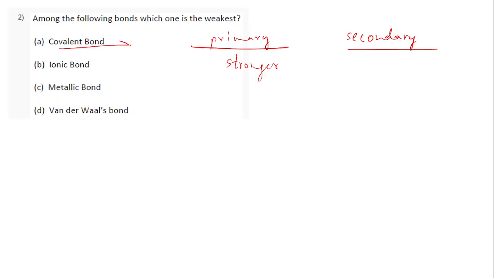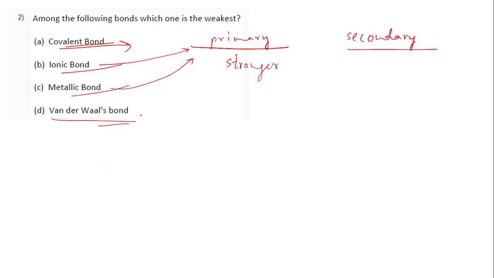Covalent bond is a type of primary bond. Ionic bond also is a type of primary bond. Metallic bond also is a type of primary bond. Covalent happens by sharing of electrons, ionic happens by transferring of electrons. Metallic bond is also when electrons just revolve around the positive cores, but they are not leaving still.